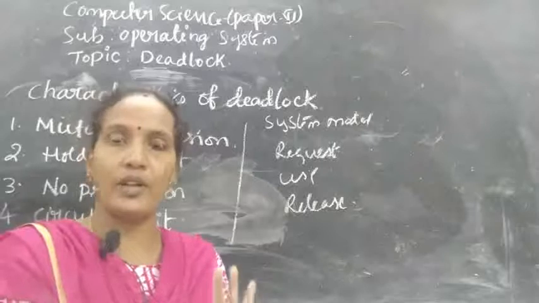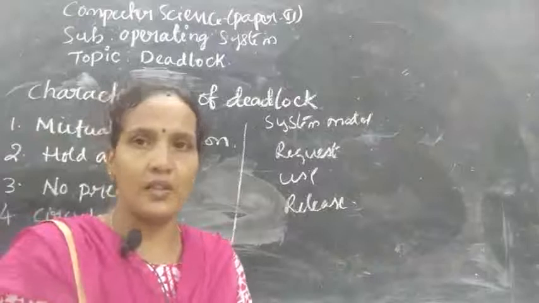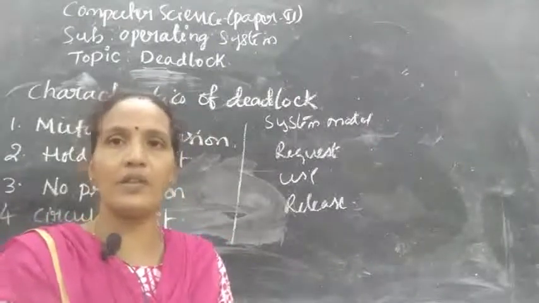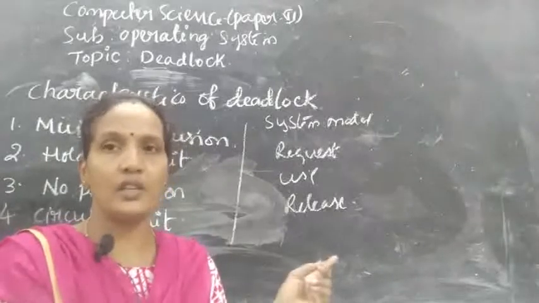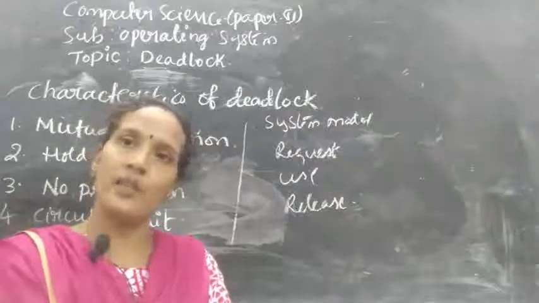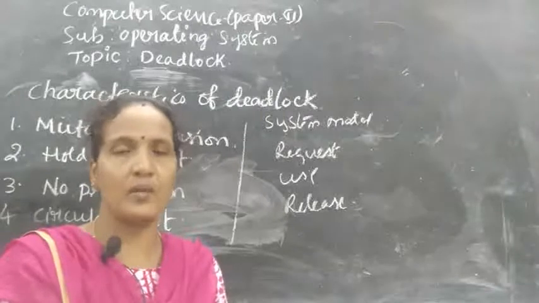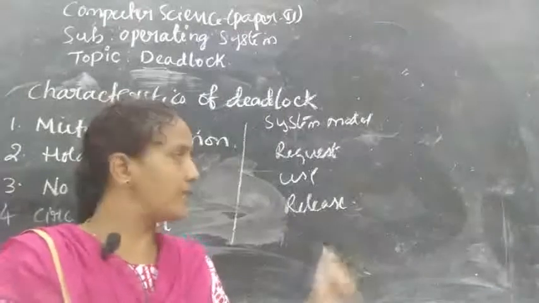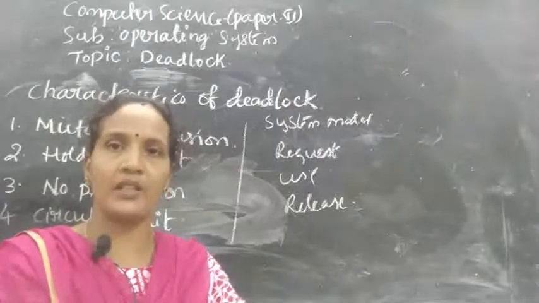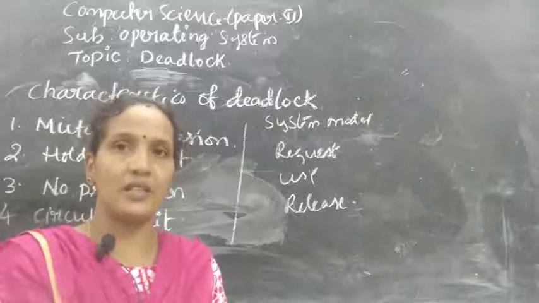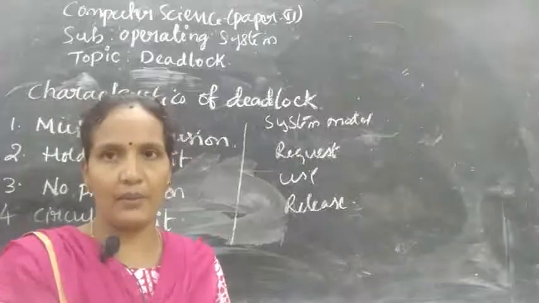Request means the process needs to request any resource before using it. If the resource is available with the operating system, it will give the resource. If the resource is not available, then the process needs to wait till the resource is released by another process. Now come to the use. Use means after giving the resource, the process will use the resource. The next one is the release. What is the release? After using the resource, if the task is completed, if the execution is completed, then the process needs to release the resource so that another process can use the same resource.